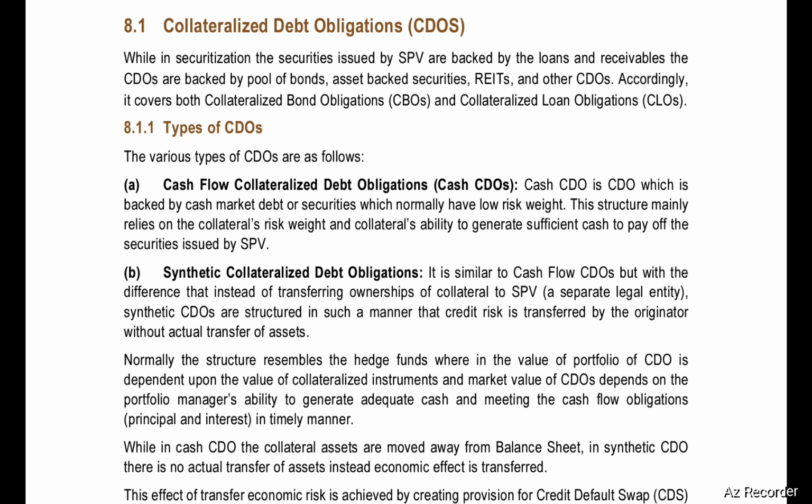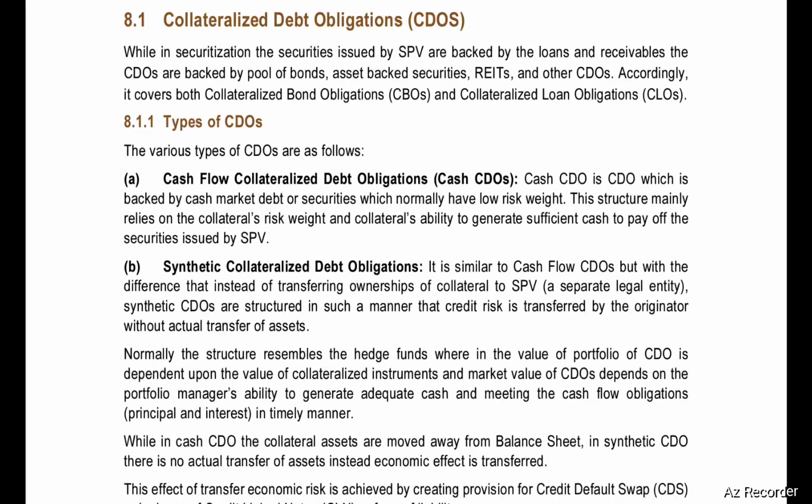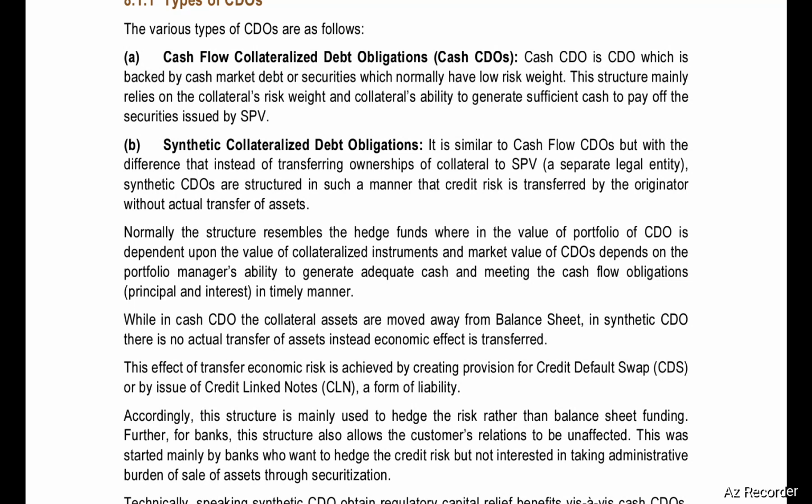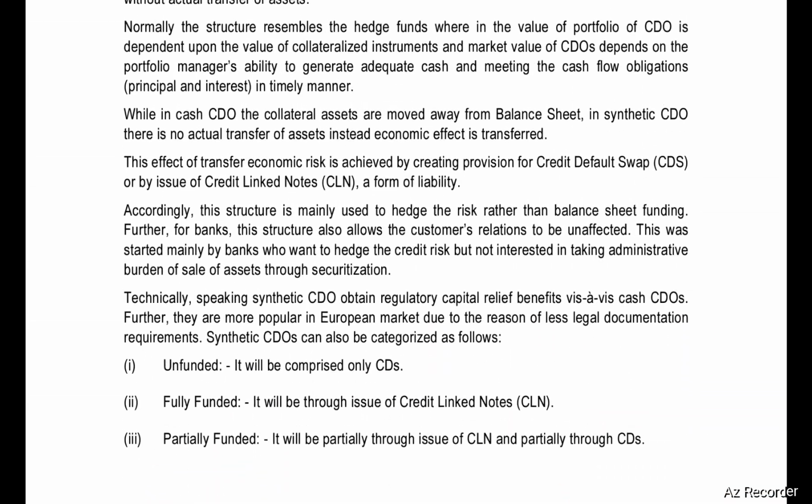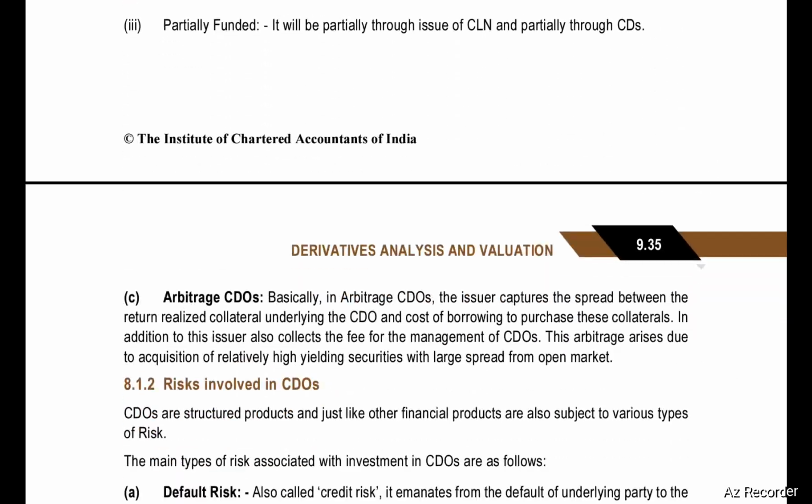While in securitization, the securities issued by SPV are backed by the loans and receivables. The CDOs are backed by a pool of bonds, asset-backed securities, REITs, and other CDOs. Accordingly, it covers both collateralized bond obligations (CBOs) and collateralized loan obligations (CLOs). Types of CDOs. Various types of CDOs are as follows: cash flow CDOs, synthetic CDOs, and arbitrage CDOs.